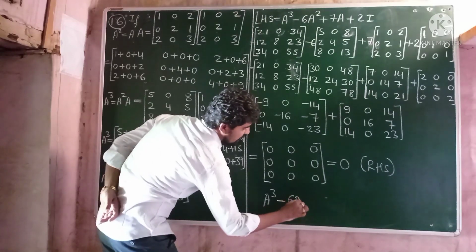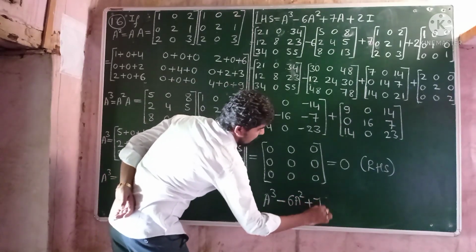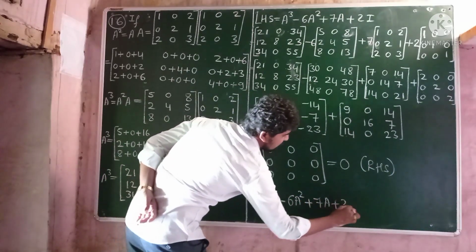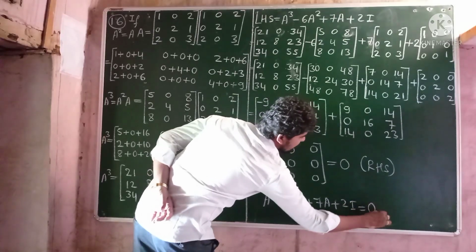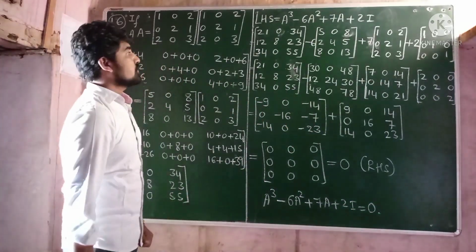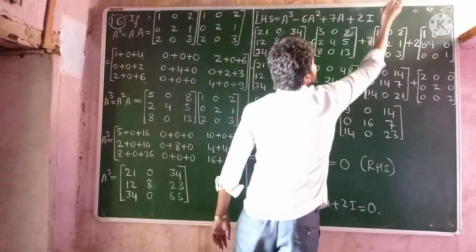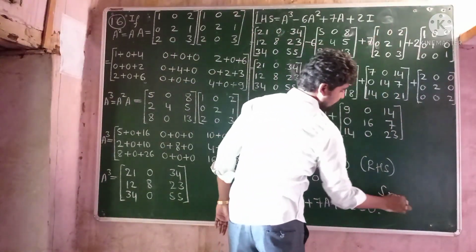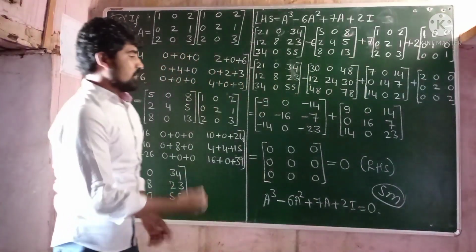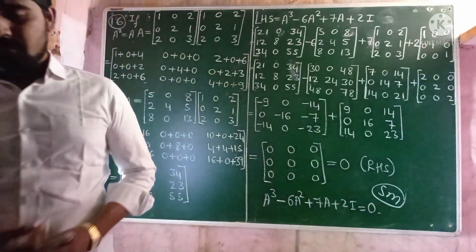So hence we prove that A cube minus 6A square plus 7A plus 2I is equals to O matrix. I hope all of you understood. I repeat once, this question is important for 5 marks. If possible, take a note.